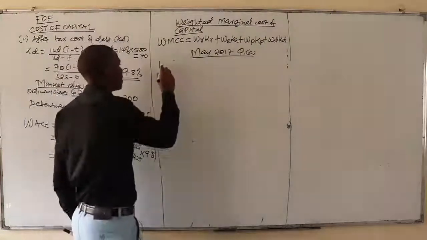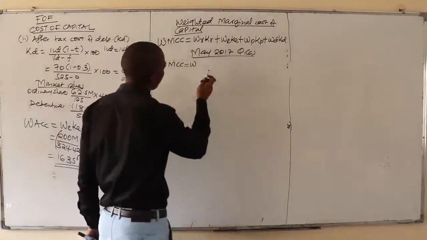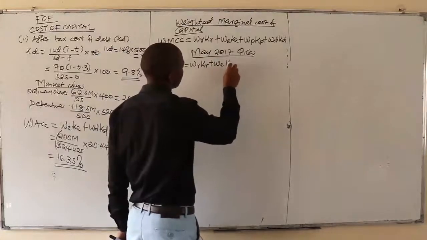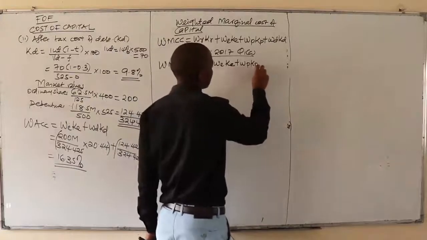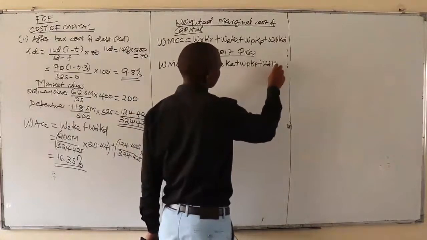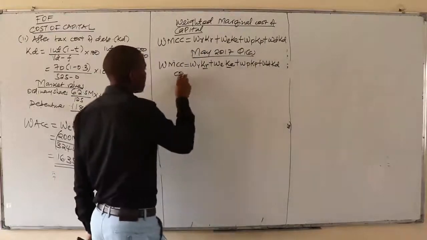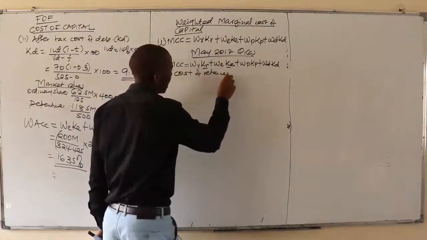And the weighted marginal cost of capital, we said, is the weight of retained earnings, cost of retained earnings, weight of equity, cost of equity, weight of preference shares, cost of preference shares, and weight of debentures, cost of debentures. So we'll begin by looking at the costs. We'll begin with the cost of retained earnings.